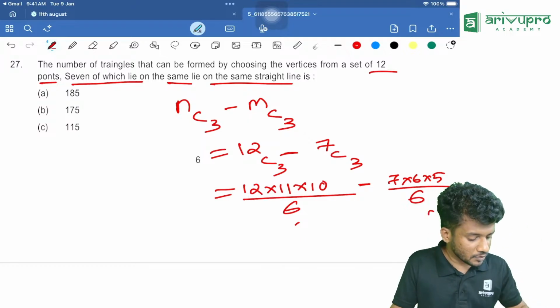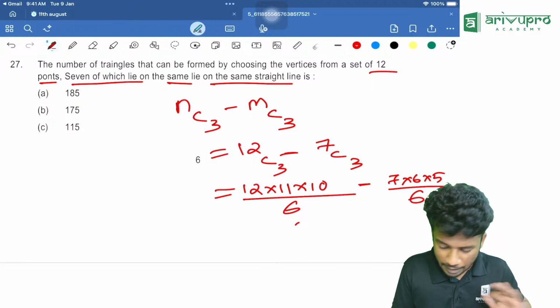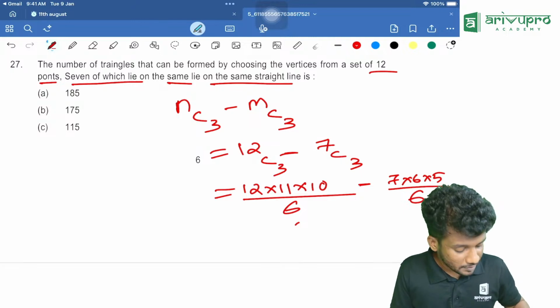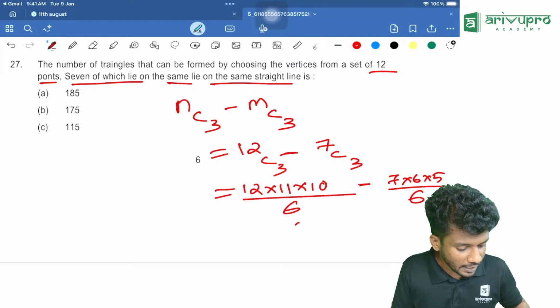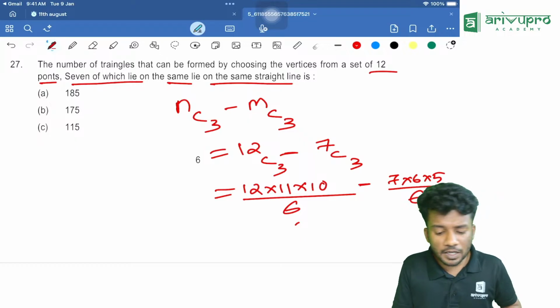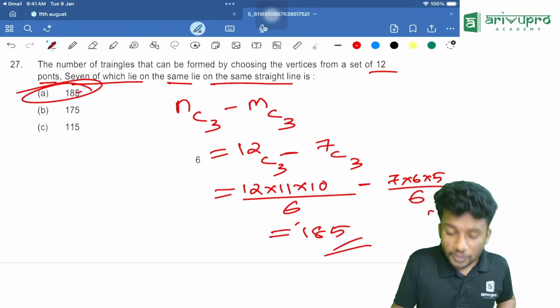Just use M plus and MRC. Clear the memory first. 12 into 11 into 10, divided by 6, then click M plus. Then 7 into 6 into 5, then divided by 6, click M minus, then finally click MRC. How much are you getting? Option A, 185 is your answer.